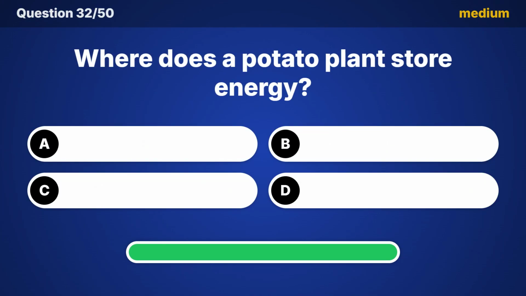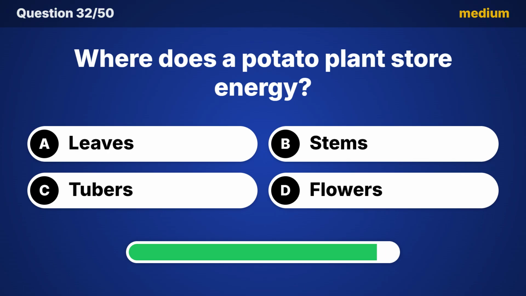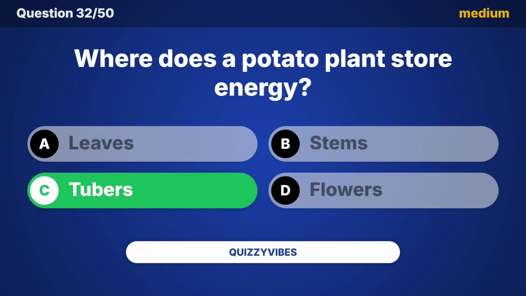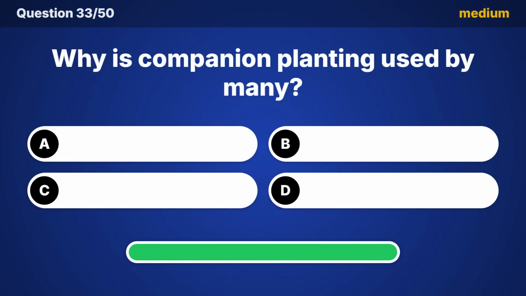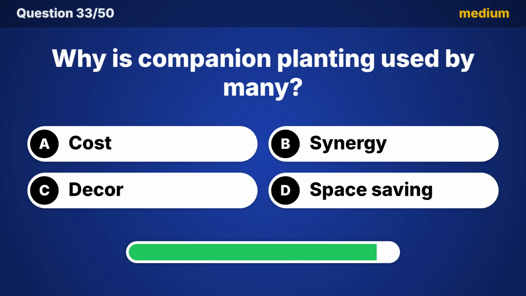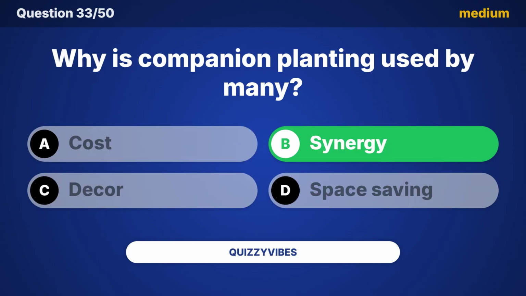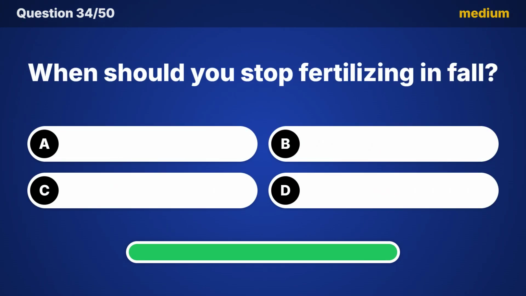Where does a potato plant store energy? The correct choice is tubers. Why is companion planting used by many? The answer is synergy. When should you stop fertilizing in fall?